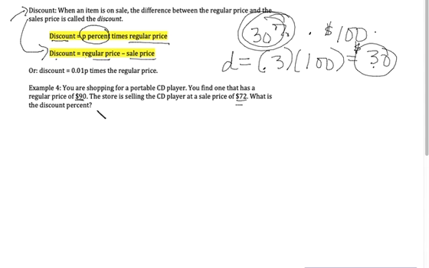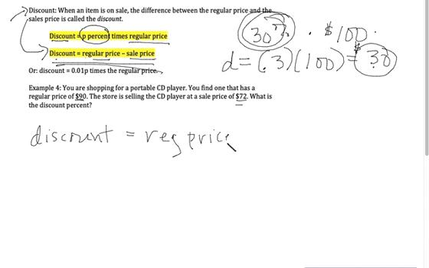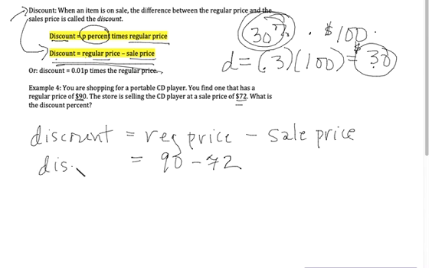Well, let's get the discount amount first. We can look at that right here. So the discount is going to equal the regular price minus the sale price. All right, so what was that? Well, the regular price they said was $90. The sale price was $72, right? And so what's the discount then? The discount's going to be $18. So we got $18 off.